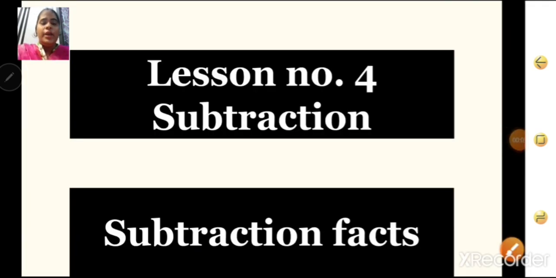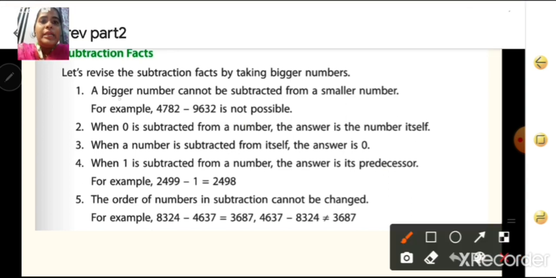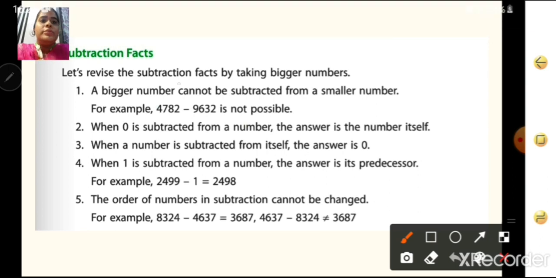Children, now we are going to see subtraction facts from chapter number 4, subtraction. Let us revise. The first subtraction fact: a bigger number cannot be subtracted from a smaller number. Remember this, a bigger number cannot be subtracted from a smaller number. Here they have given an example, 4782 minus 9632 is not possible.